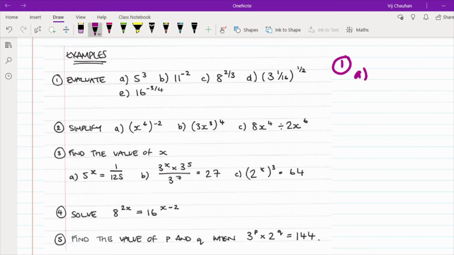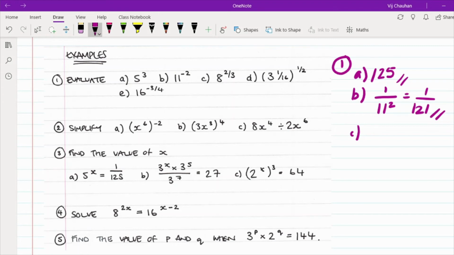With regards to A, this one's just 5 cubed, so 5 times 5 times 5, which you should have is 125. For B, 11 to the power of minus 2, so that's going to be 1 over, because it's a negative power, 11 squared, which would therefore be 1 over 121. Would I ever leave it in this form? No, because we know what 11 squared is as A-level students, so you should be able to write it out and go to 1 over 121.